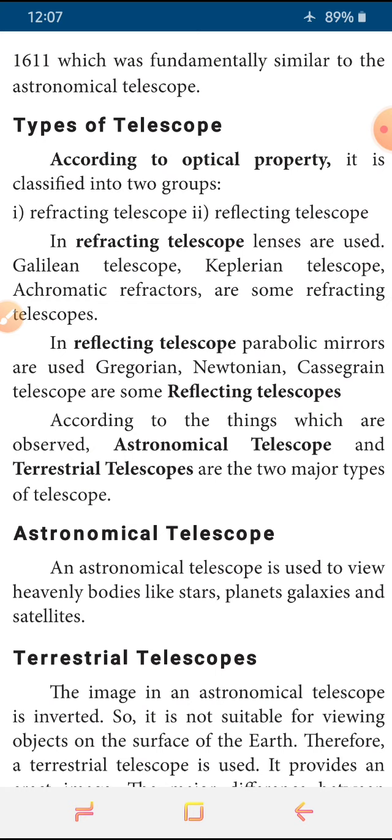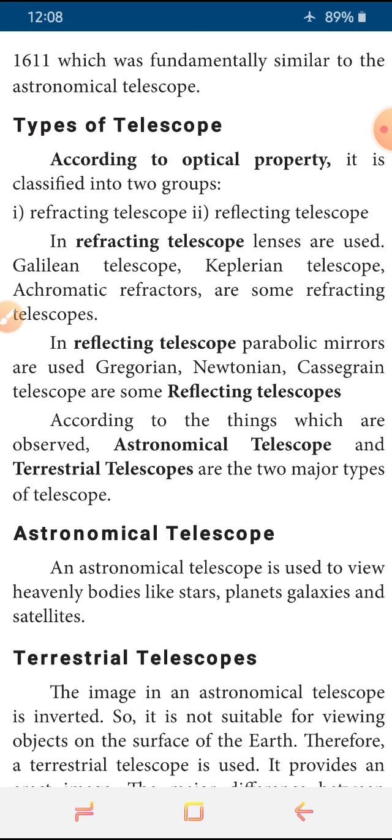And then, types of telescope: how many types of telescopes are there? There are two kinds of telescopes. One is the refracting and the other is the reflecting telescope. In a refracting telescope, the light ray enters the lens and undergoes refraction. About reflection, we studied in the earlier class, and in this unit also we discussed. Examples of refracting telescopes are the Galilean telescope, the Keplerian, achromatic refractors, and some other refracting telescopes. In reflecting telescopes, we use mirrors to reflect the light rays.